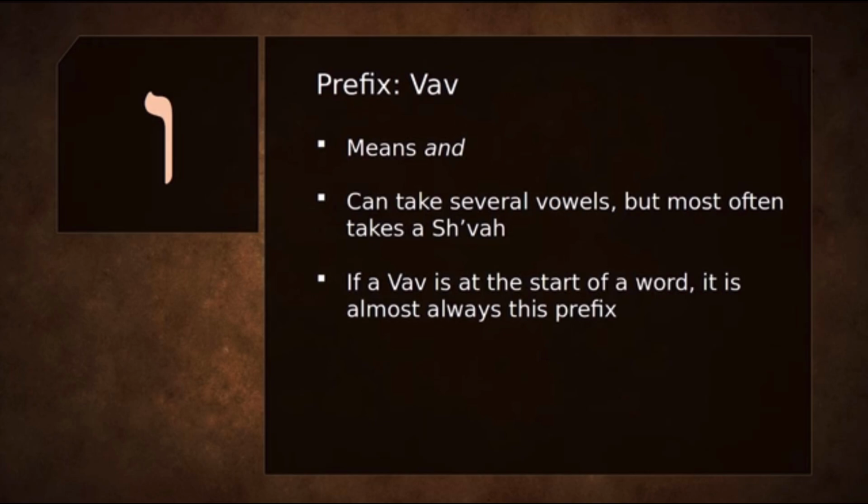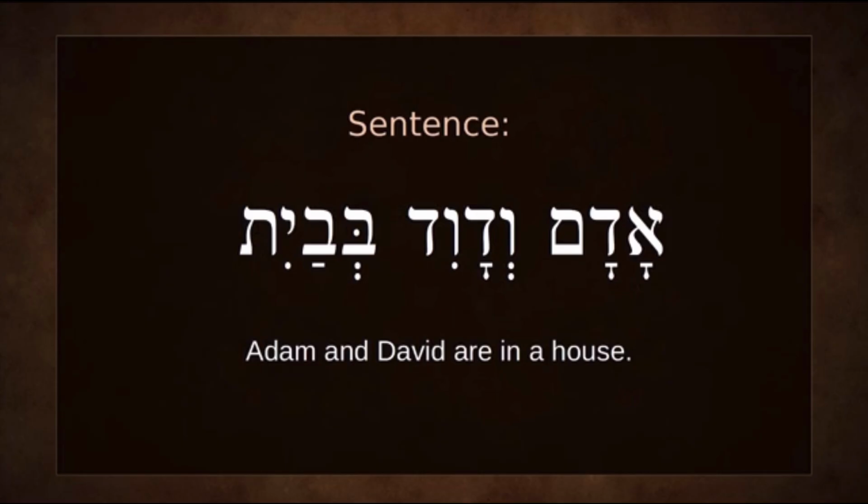As a side note, there are very few words that start with a Vav. So if you see a Vav at the beginning of a word, it is extremely likely that this Vav is serving as a prefix. So, with our new prefix and our new word in mind, let's read this new sentence.